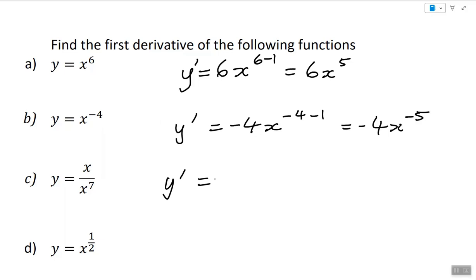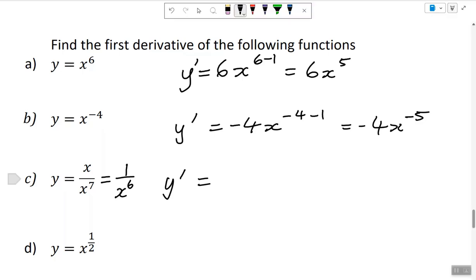So simplify it. It's important. Remember I talked about that yesterday. If you can simplify it first, we can divide both the top and bottom by x. So you're left with 1 over x to the power of 6. It's the same as x to the power of negative 6. So then the derivative y dash is equal to bring the power out the front, take 1 away from the power. But if you can simplify it first.